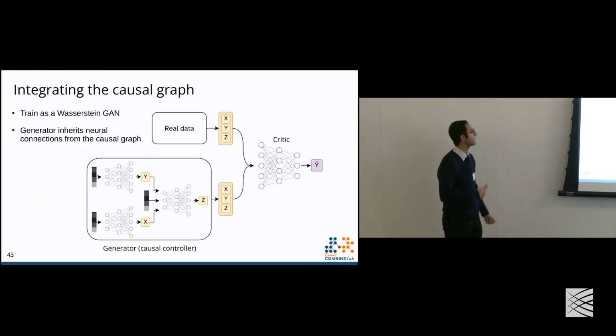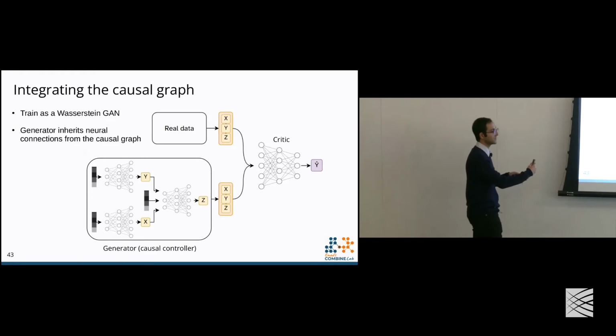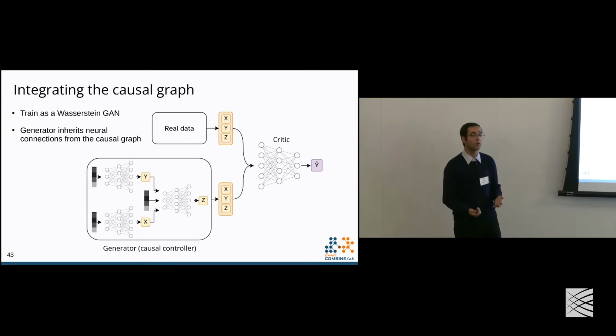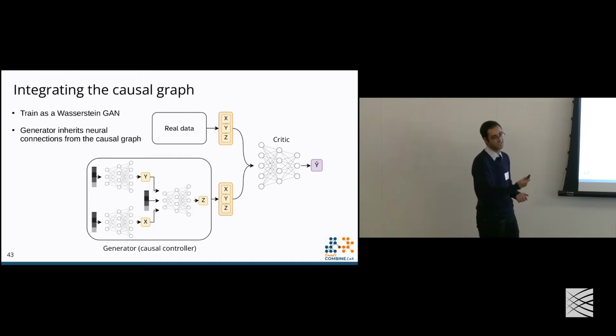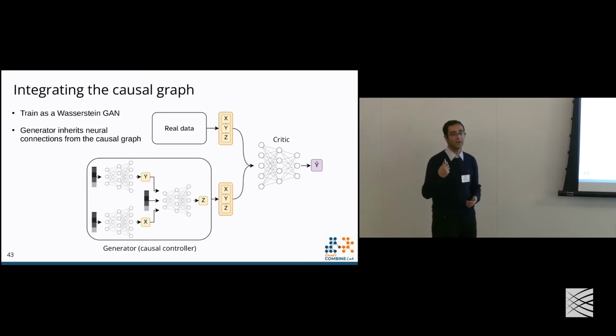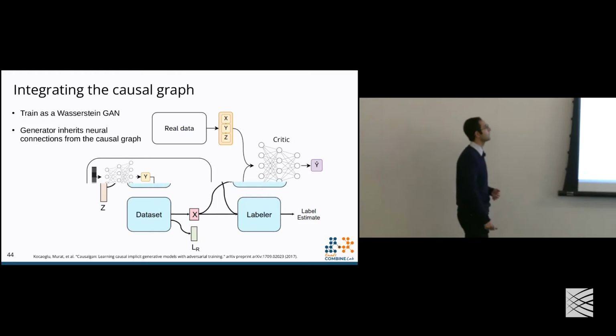So we're basically having a bunch of generators together, and these generators inherit the structure of the graph which we want to impose. So once we have created this generator which follows the causal graph, we can simply train that generator in a Wasserstein GAN framework similar to before. And that will generate all the labels X, Y, Z for us. And in the examples we saw, those labels were, for example, mustache, gender, age, gray hair, etc.